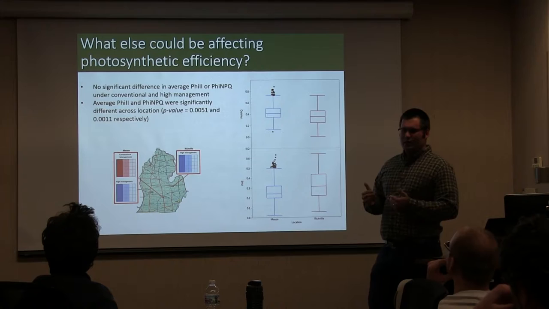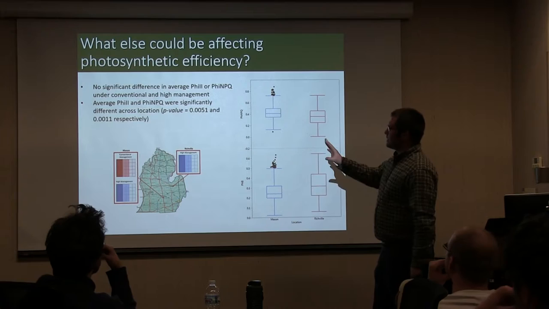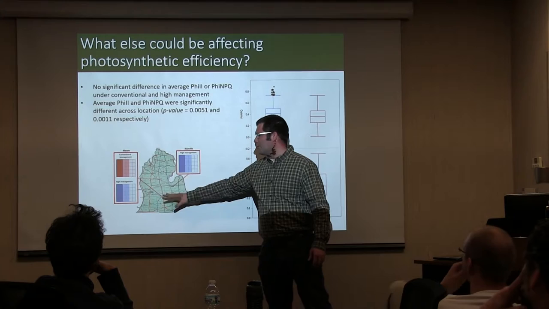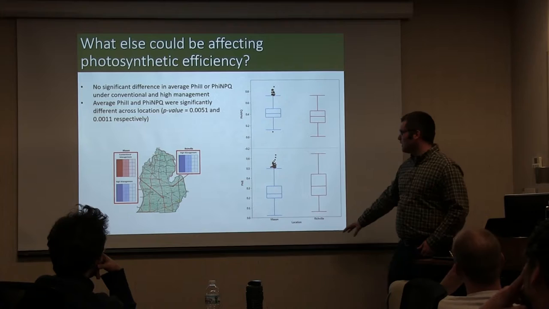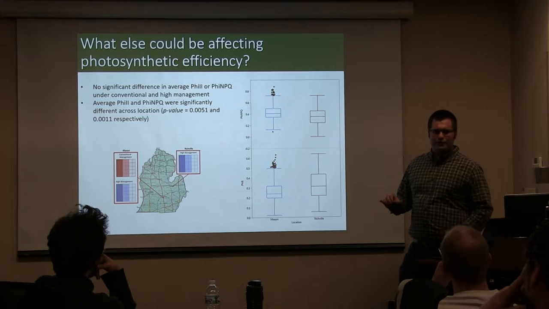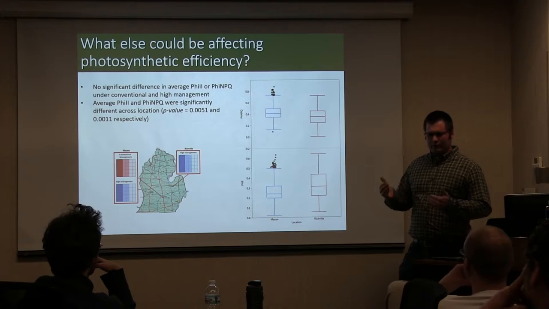But we did detect significant differences across location, comparing the high management trial at Mason to the high management trial at Richville. And as you can see, the PhotosynQ was lower in Richville, the higher yielding environment, and it had higher Phi2 in the high yielding environment. So this would also reinforce our observation that Phi2 and PhotosynQ could be related to yield.